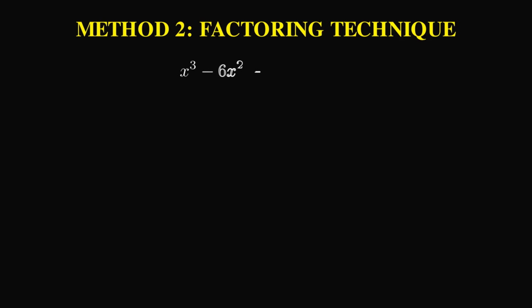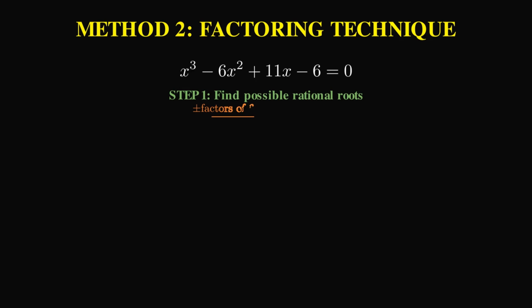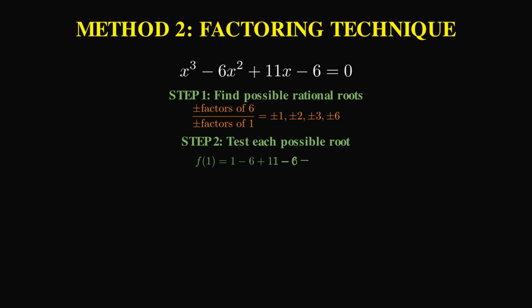Let me demonstrate this with our opening example: x cubed minus 6x squared plus 11x minus 6 equals 0. Step 1 is to use the rational root theorem to find possible rational roots. We take all the factors of the constant term, which is 6, and divide by all the factors of the leading coefficient, which is 1. So our possible roots are plus or minus 1, 2, 3, and 6.